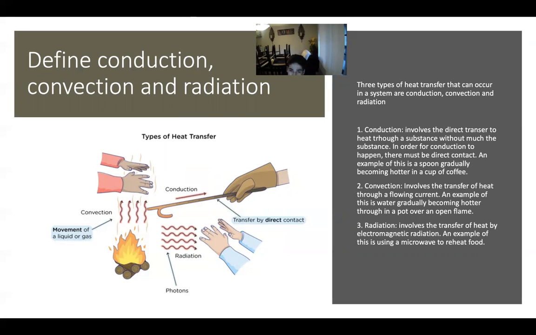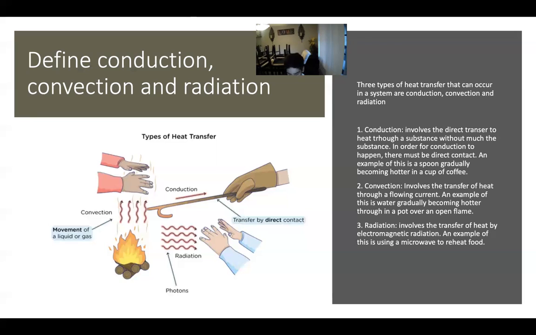So there are different ways that you can transfer heat, right? Usually when you're talking about heat, you're talking about a system, right? And those three types of heat transfer are conduction, convection, and radiation, right? And the picture that I have on here pretty much just tells you the differences between these three types of heat transfer, right?